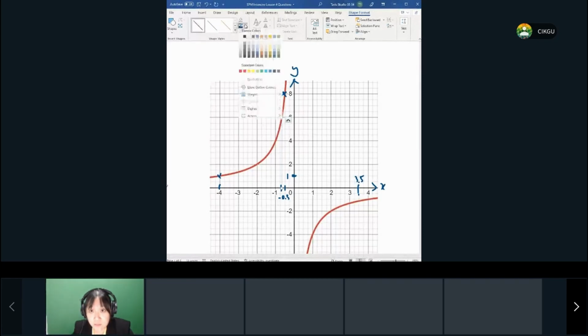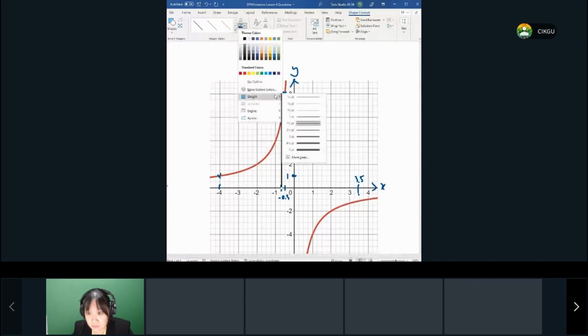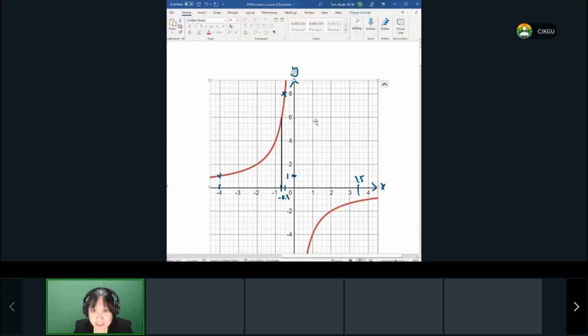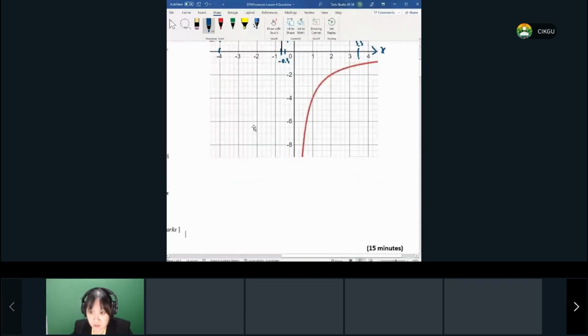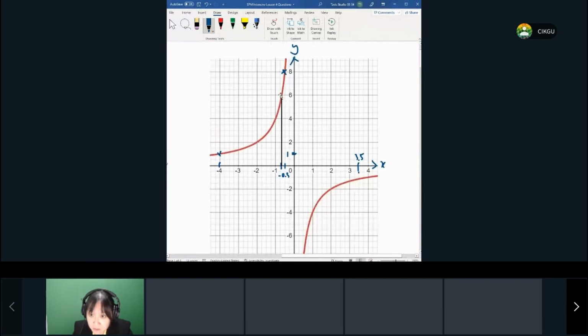Let me make the line clearer. Okay, yeah, so it looks like it's going to go here. Okay. So when x is negative 0.7, right here, it touches here. That means your y value is 6.